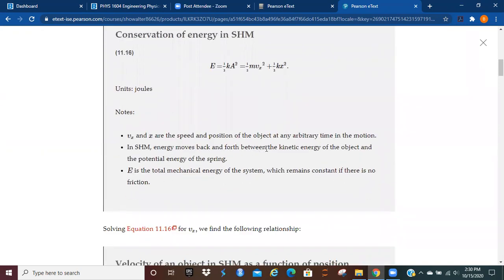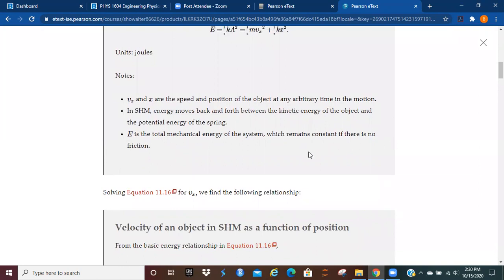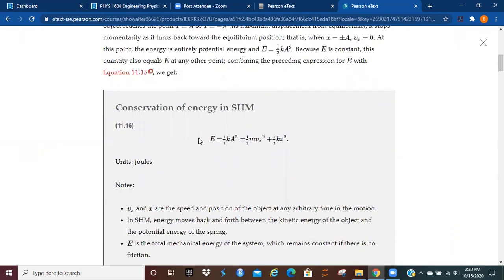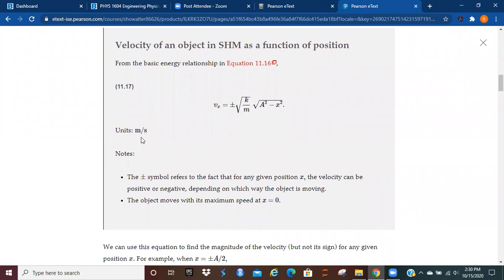As you have seen, the energy moves back and forth between kinetic and potential. As long as there is no friction, the energy is going to remain constant. If you solve this particular equation for v sub x, you come up with plus or minus the square root of k over m times the square root of A squared minus x squared. Obviously, the unit should be meters per second. The plus or minus symbol refers to the fact that for any given position x, the velocity can be positive or negative depending on which way the object is moving.